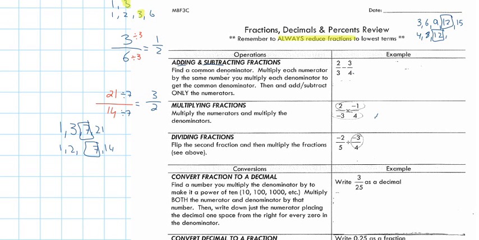What do I need to multiply 3 by to give me 12? Good job. What do I need to multiply 3 by to give me 12? 4. So anything I do to the bottom, I have to do to the top. So if I multiply the 3 by the 4 to give me 12, then I have to multiply the 2 by the 4 to give me 8.